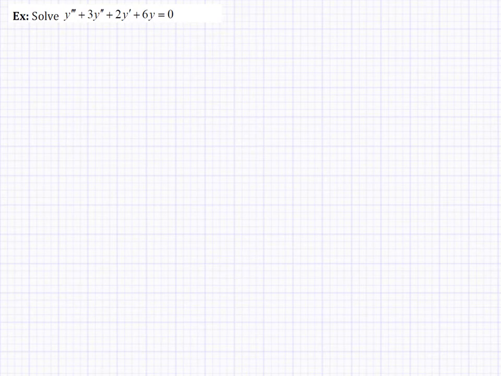Notice this is a 3rd order homogeneous linear differential equation with constant coefficients only. Okay, 1, 3, 2, 6. Those are all constants. So it has the exact form that we need. It's very specific. So our auxiliary equation would be m cubed plus 3m squared plus 2m plus 6 equals 0. And we need to go ahead and solve that.